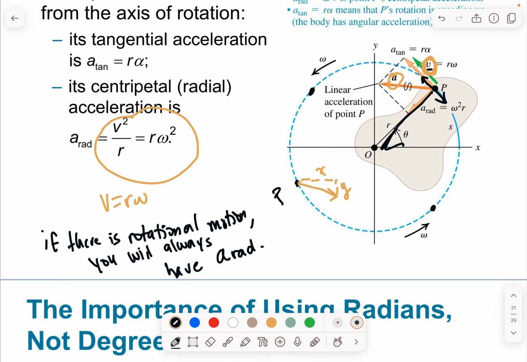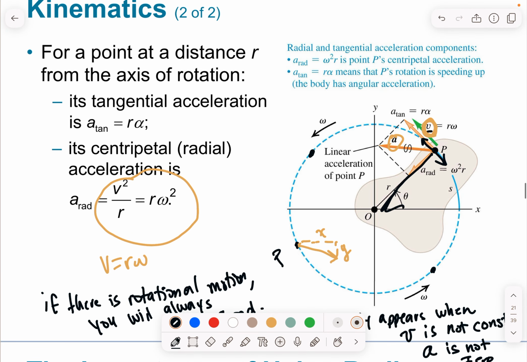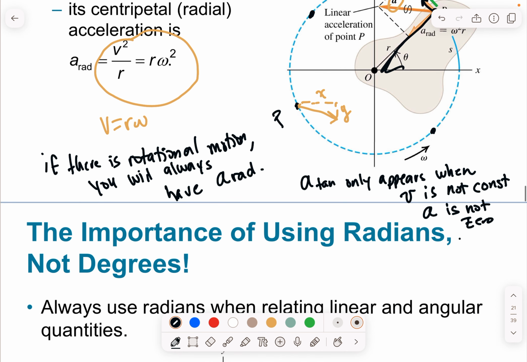But a_tan only appears when your linear velocity v is not constant, meaning your linear acceleration is not zero. So you have a tangential component only if the rotation is speeding up or slowing down. Okay?